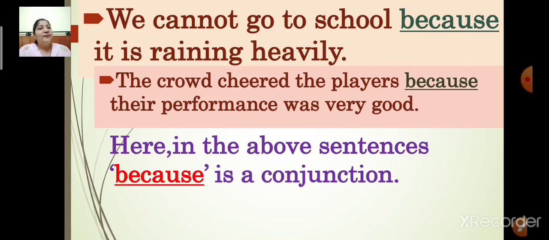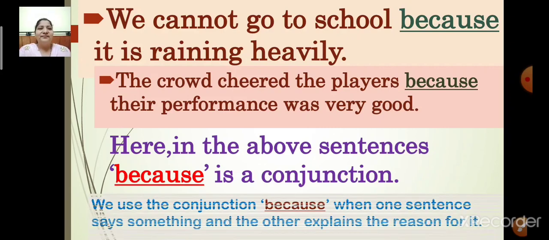Here, in the above sentences, because is a conjunction. We use the conjunction because when one sentence says something and the other explains the reason for it. I repeat, we use the conjunction because when one sentence says something and the other explains the reason for it. Now children, let us move on to the next conjunction, that is so.